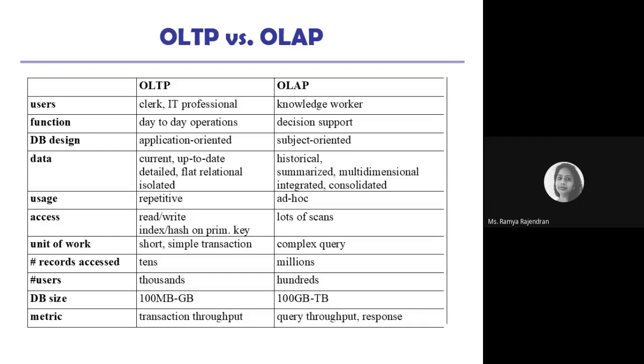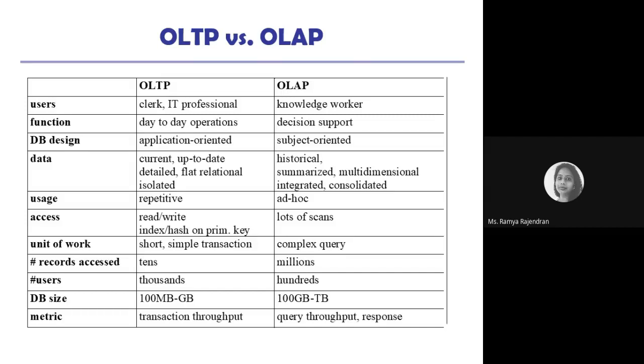So what are the functions they do? These people will be doing day-to-day operations, like storing information, accessing it, and checking the viability of the database and everything. Whereas in OLAP, these data analysts, data scientists, and BI experts help the management to take decisions: what they're supposed to do in the future, how they have to organize their business, everything.